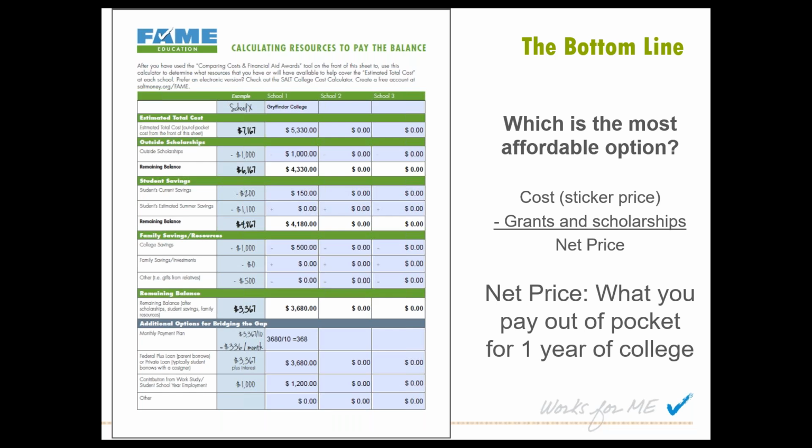Nothing else you'll see there we've indicated. So the remaining balance, the out of pocket amount to pay, is $3,680. So that could be a monthly payment plan, right? Most colleges offer some kind of monthly payment plan to finance some or all of the remaining balance.